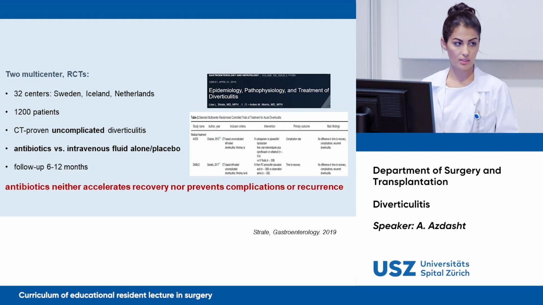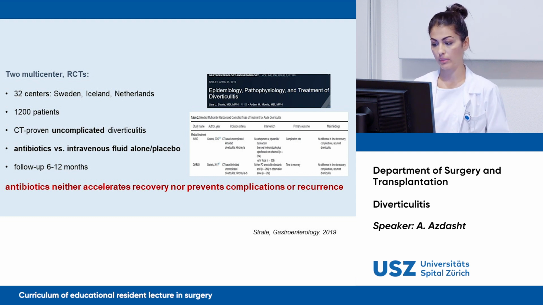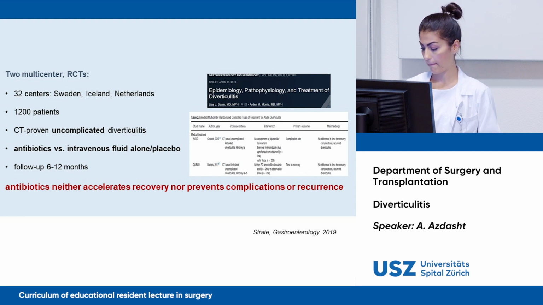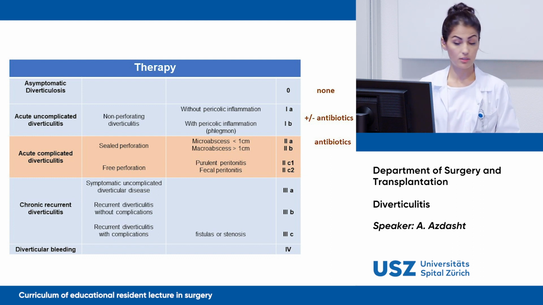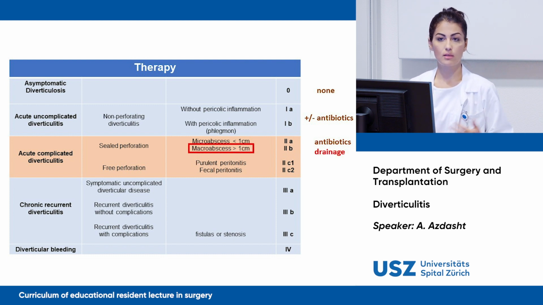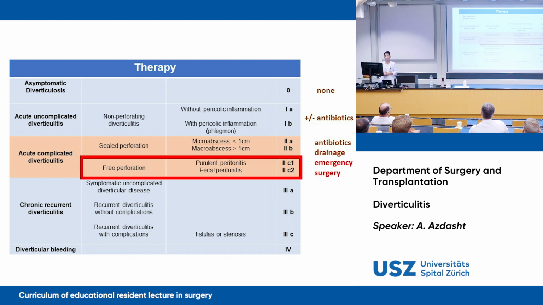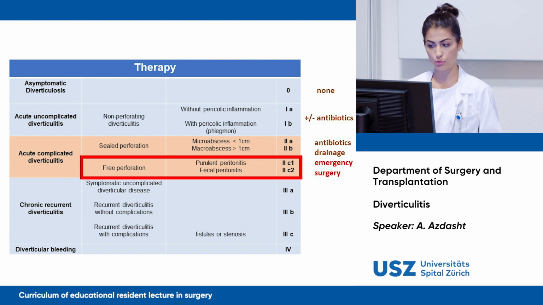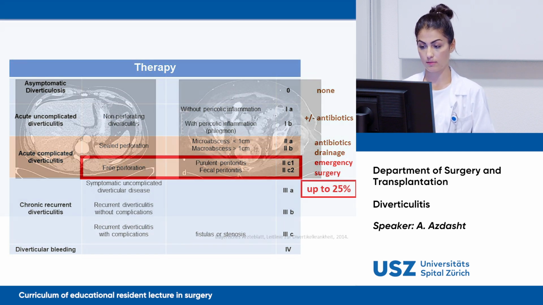And there the results showed no significance. The antibiotics neither accelerated the recovery nor did it prevent the complications or recurrence. So in an acute complicated diverticulitis, we do have the indication to apply antibiotics. In case of an abscess of 4 centimeters or bigger, we can go for an interventional drainage. And in case of a free perforation, we have the absolute indication to do an emergency surgery. And this comes up to 25% of the cases.